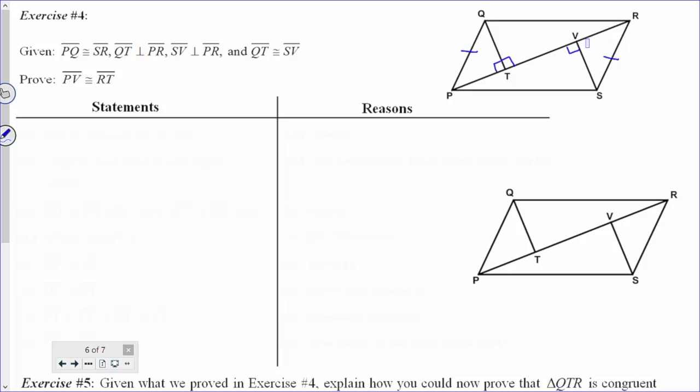Okay, come on. And a right angle. And QT is congruent to SV. All right. Now that we've marked those up, let me again do it down here really quick.